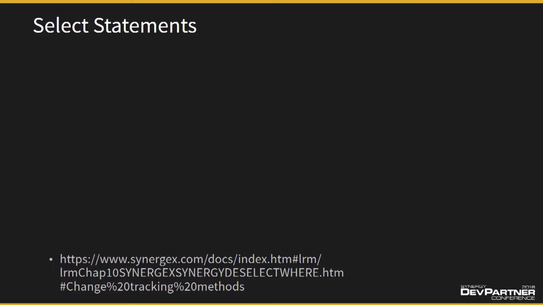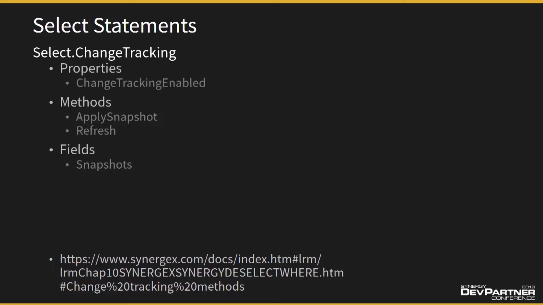They work really well with the select statements. Select.change tracking can be used to check if change tracking is enabled on a file. It can be used to create snapshots with applied snapshot, which, while this is in use, starts creating a snapshot that's unsaved until you hit that apply, and then it applies that new snapshot. You can also use refresh, so it refreshes the array of snapshots that it's holding, and then you can look at the snapshots individually.